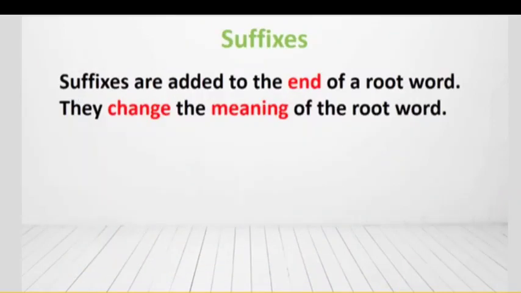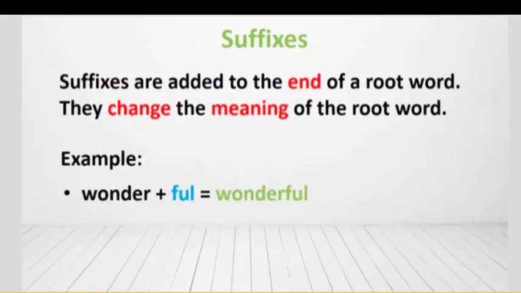Now, the second type of affixes is called suffixes. What does a suffix mean? Suffixes are added to the end of a root word. They change the meaning of the root word. And of course, sometimes they change the grammatical category of the word. Example, wonder plus ful equals wonderful. Rest plus less equals restless. Restless. Okay?